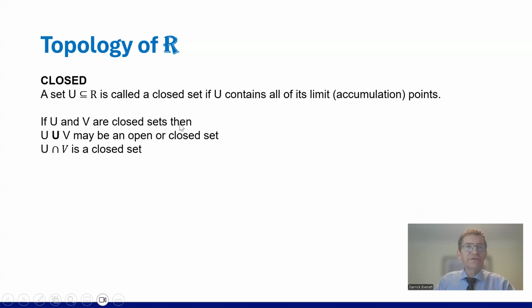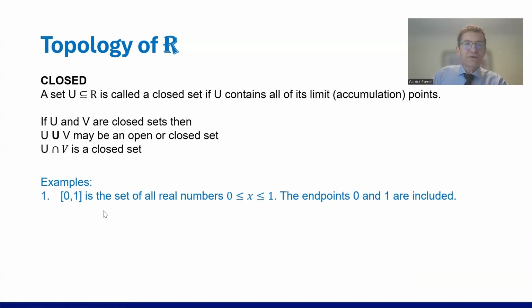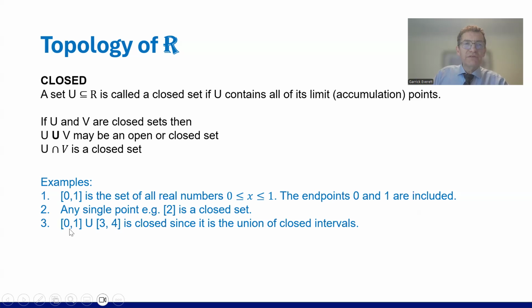If U and V are closed, then U union V may be open or closed, but U intersection V is definitely a closed set. For example, [0, 1], with square brackets around it, is the set of all real numbers from 0 to 1. The endpoints 0 and 1 are included. Any single point, for example 2, it could be any number you want, is a closed set because it only includes the point. [0, 1] union [3, 4] is closed since it's the union of two closed intervals.